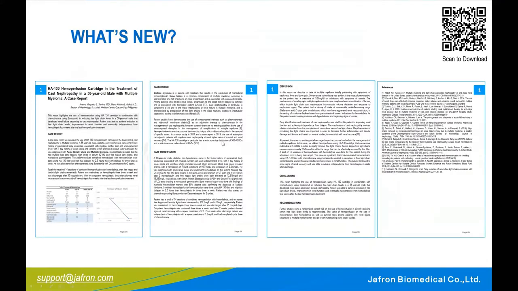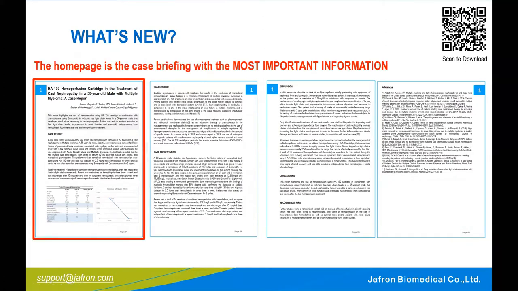So what is new? The structure of the case collection. When you open this file, take the first case, for example. It has four pages, and the first page is the home page. This page has the case briefing with the most important information, so to quickly overlook it, you just need to read the first page. On this first page, we have the abstract, the importance of this case, and also the most important parameters that you can directly share with the doctors.